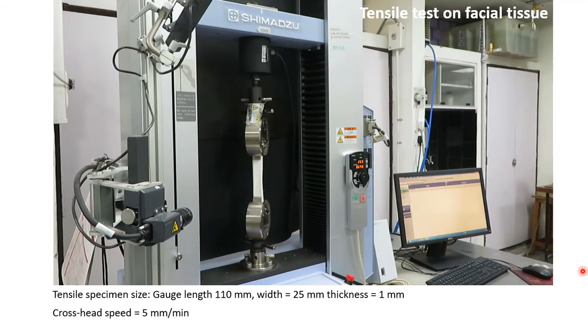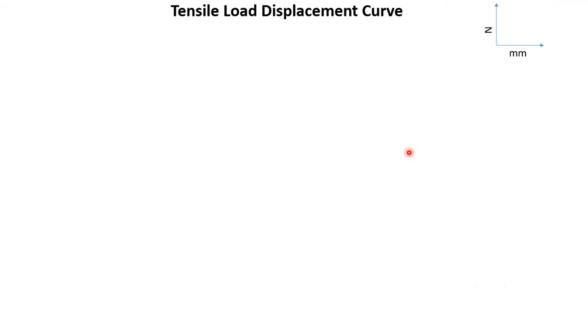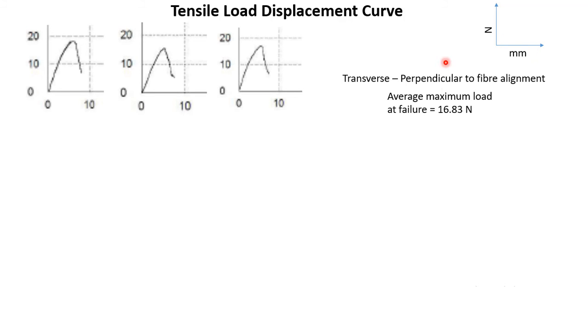So I will show you the results of tensile tests we have conducted. So tensile load displacement curve. So on the y-axis we have got the load, and on x-axis we have got millimeter. So this is an extension test. So here in the transverse direction, that means perpendicular to fiber alignment, we found that average maximum load at failure was 16.83 Newton. So this is the load displacement curve. So this is in Newton and this is in millimeter. So 3 tests we conducted and we got this kind of results.